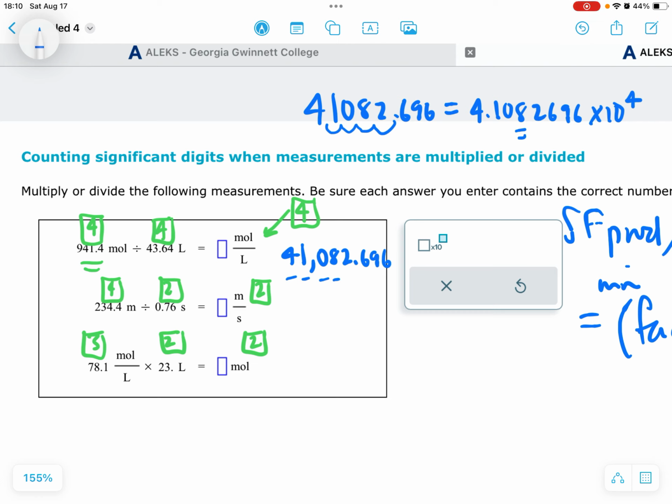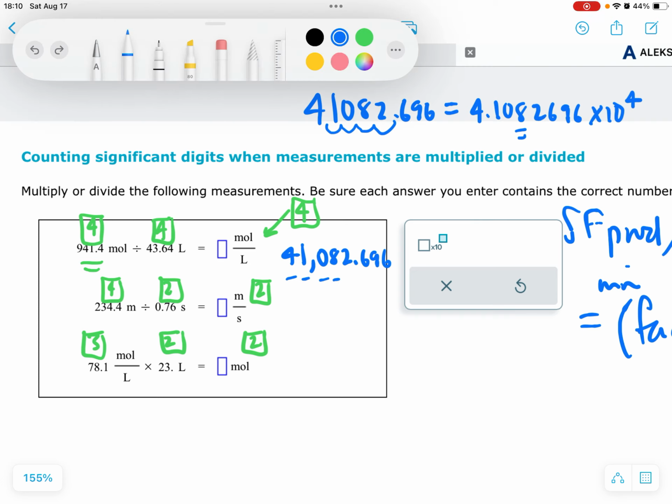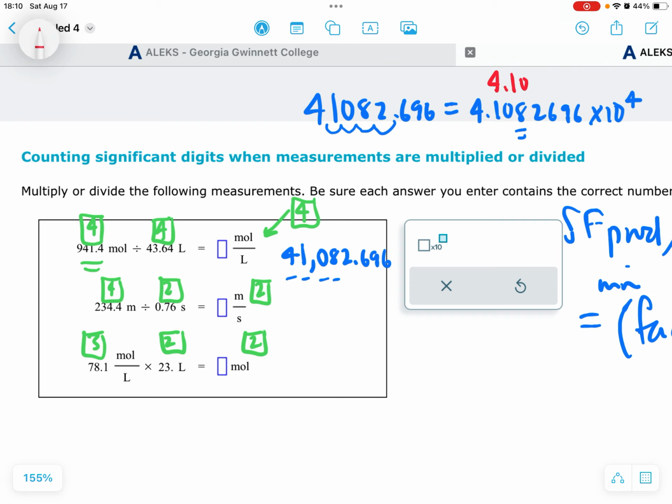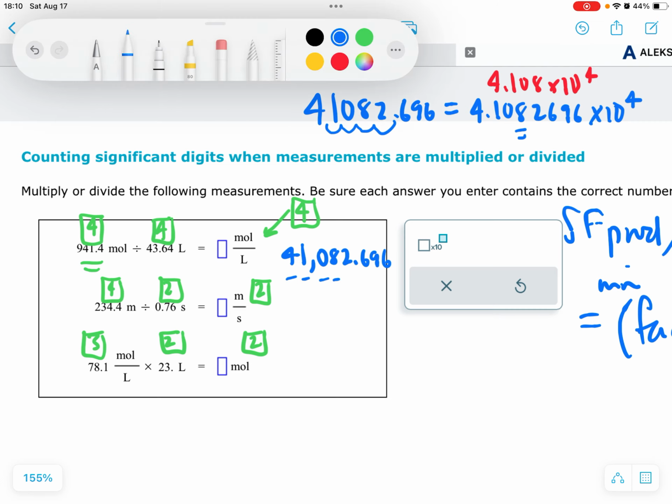If I have 4 sig figs, the 8 is the last one I can report. So I'm going to report this, I'll put my answer in red, as 4.108 times 10 to the 4. Okay, that's how that's going to go in there. And let's do this next one. What I encourage you to do is to pause the video and do it without me, and then see if you get the same thing I get.